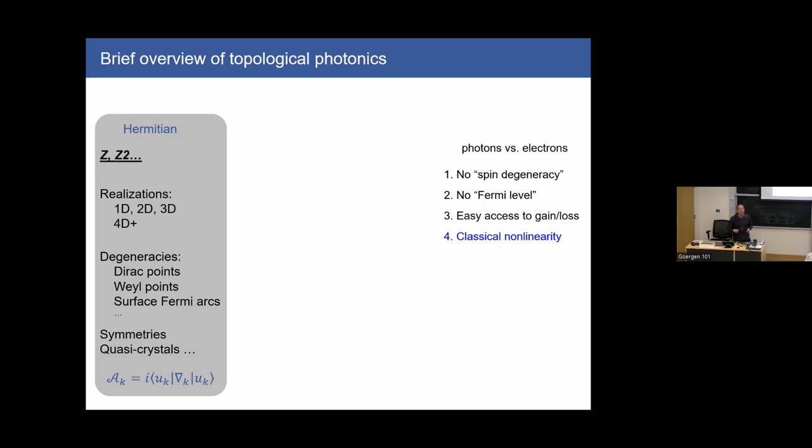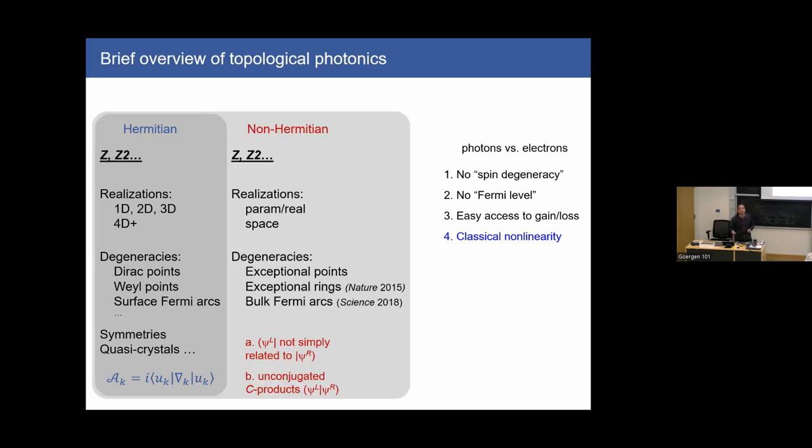So naturally, we now extend the topological phases into the non-Hermitian world. In the non-Hermitian world, there are two important differences in the mathematical structure. The first one is that the left eigenstates are not simply the complex conjugate of the right eigenstates. Second, you have to ditch this Hermitian inner product and instead use this quote-unquote inner product, the unconjugated product, to define all the topological invariants. Using this new invariant definition, we can still identify different topological phases. We can still realize them in different dimensions. We can also study the degeneracies that are unique to non-Hermitian systems, specifically the exceptional points.